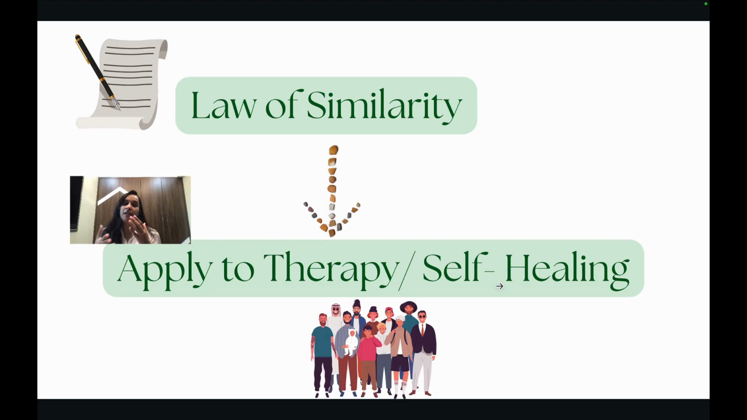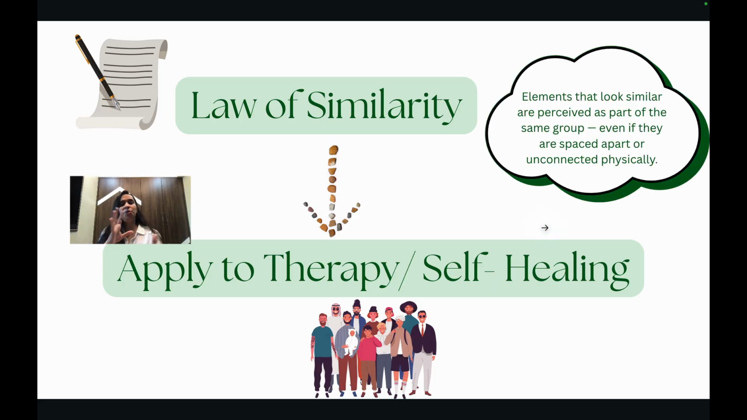If you're a healer, a psychologist, or getting into understanding human behavior, this would be really helpful. So let's do a quick recap. I have done a theoretical understanding of each law in the first video on the laws of Gestalt psychology. The law of similarity says elements, that is people, situations, colors, shapes, anything that looks similar, are perceived as part of the same group, even if they are spaced apart or unconnected physically.